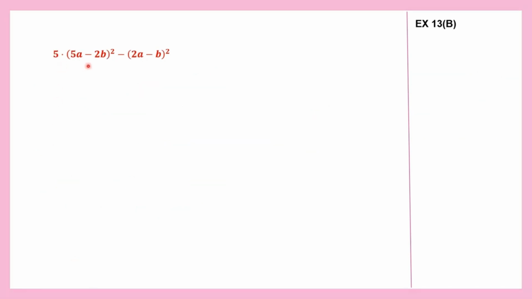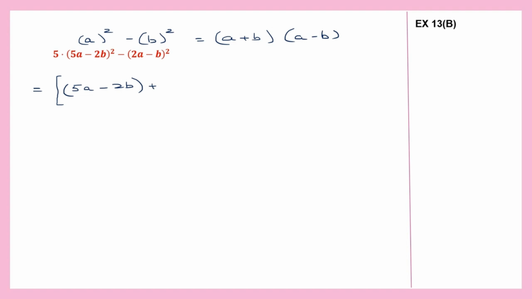Question 5, we have 5a minus 2b the whole square minus 2a minus b the whole square. So we can take this as a and this as b. So it becomes a square minus b square. So this will be a and this will be b. A square minus b square, and the formula is a plus b into a minus b. So let's use that. Now in this, a will be the first one, which is 5a minus 2b, a plus b, and what is b? 2a minus b. Into the second part, which is a minus b.